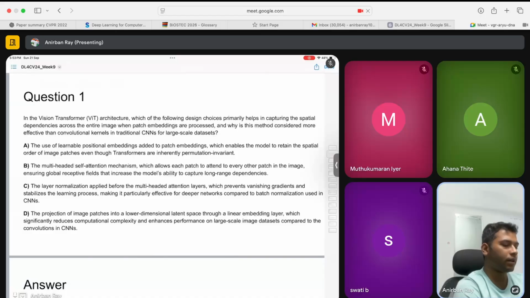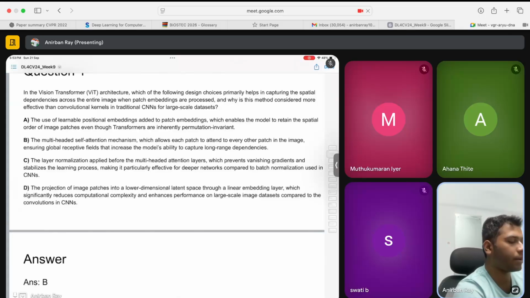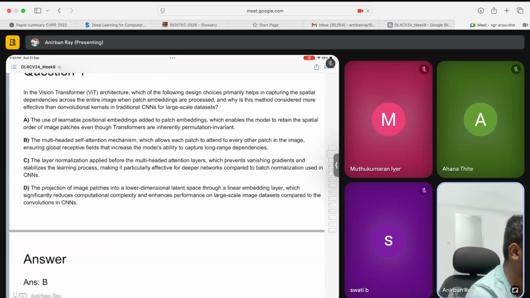So in the vision transformer architecture, the following design choices primarily help in capturing the spatial dependency across the entire image when patch embeddings are processed. So spatial dependency is talking about why this method is considered more effective than convolution kernels in traditional CNNs for large scale data sets. The use of learnable positional embedding added to patch embeddings.